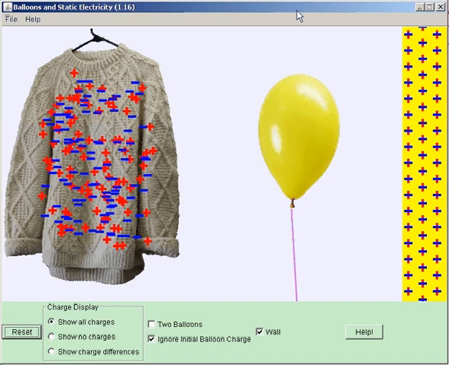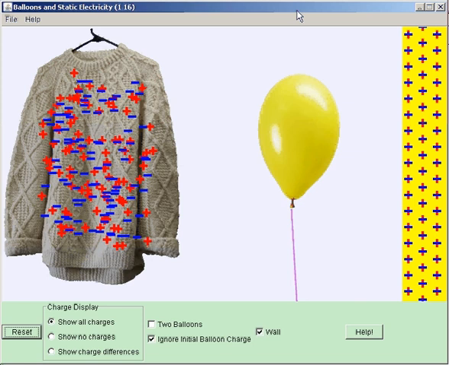Now remember, the law says that charge cannot be created nor destroyed, but can only be transferred from one object to another object, or it can be separated, which we call polarized, within an object. So we're going to start off firstly with the transfer of charge.